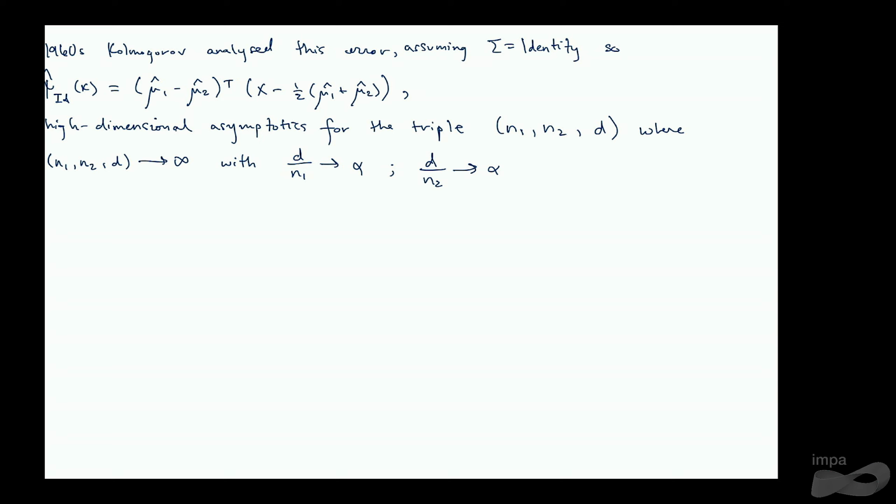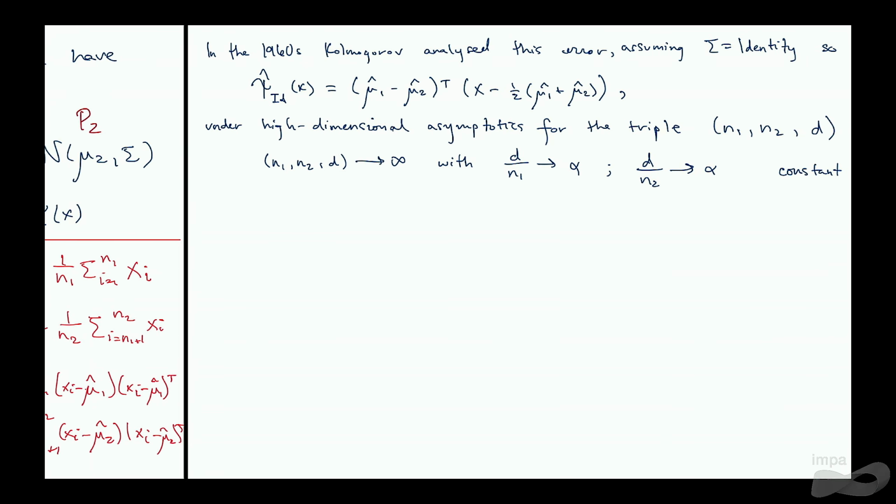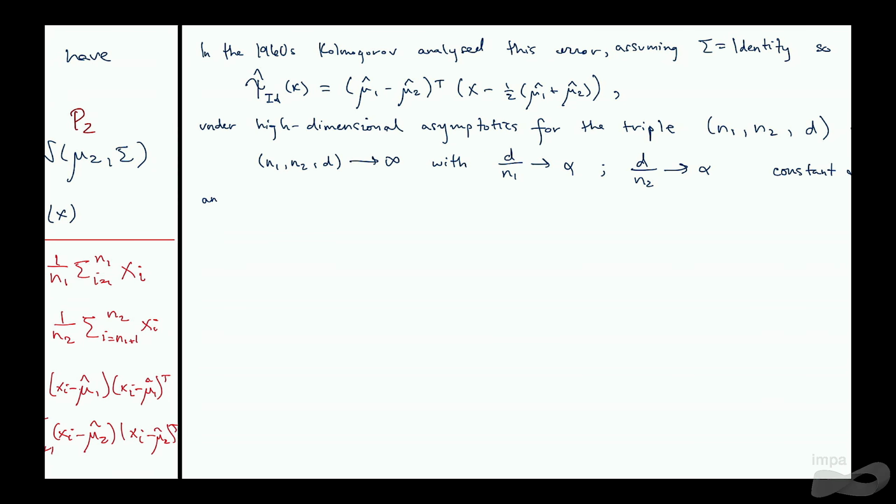So we have a constant alpha greater than 0. And since we're thinking of all these things as growing, we'll say that the distance between the means is converging as well, let's say to some gamma that's constant and greater than 0.